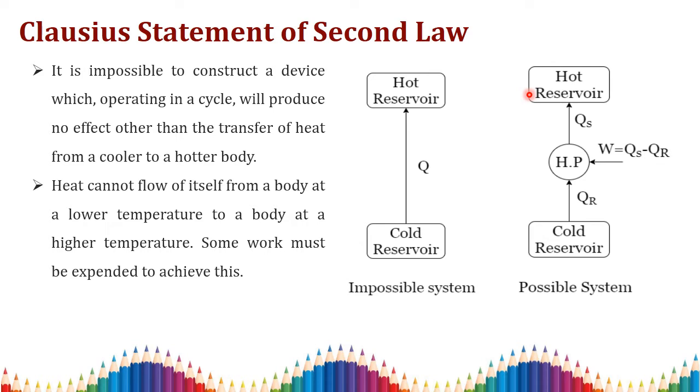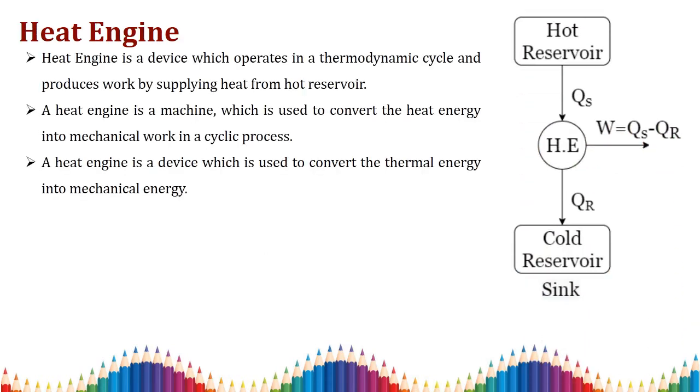Kelvin-Planck states that it is impossible to construct an engine in which the total amount of heat supplied is converted into work done. Clausius states that it is impossible to transfer heat from lower temperature to higher temperature without any external aid. With this we can move on to the heat engine.